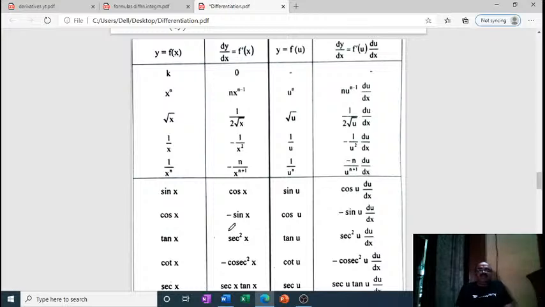There are 4 columns in this, friends. The first 2 columns talk about the function and its differentiation. The second, third and fourth columns talk about the chain rule concept in the same function. Suppose y is equal to f of x, like y is constant. What is its differentiation? It is 0. Is this clear? Constant differentiation is 0. Chain rule, you can't do anything like that because constant itself is 0, you can't proceed further.